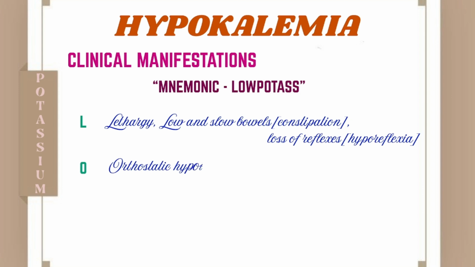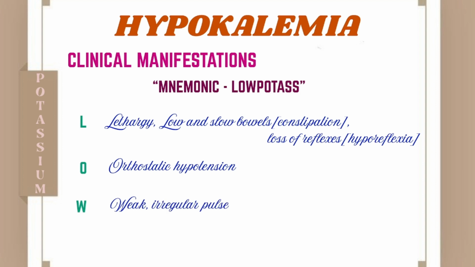O stands for orthostatic hypotension. If there is less potassium in the body, then there will be poor vasoconstriction, and due to this, whenever a person stands up from a sitting or lying position, there will be a drop in BP, which is known as orthostatic hypotension.